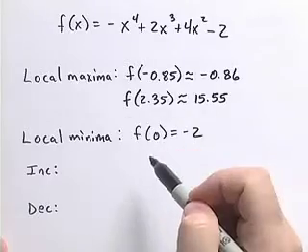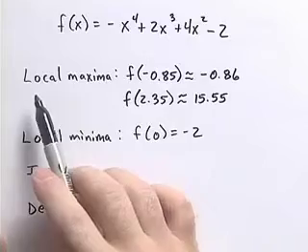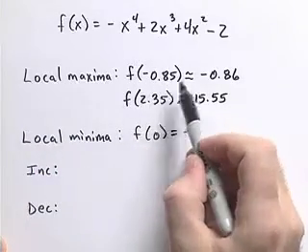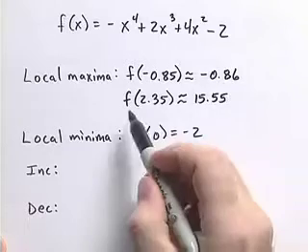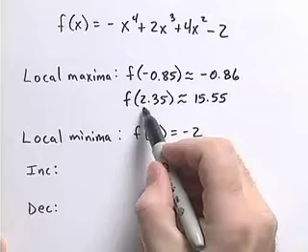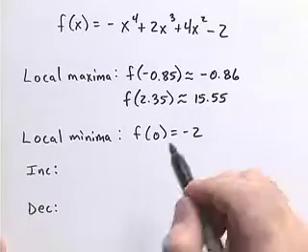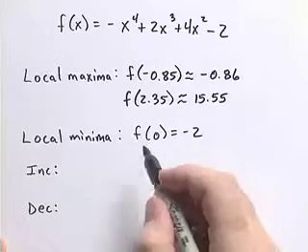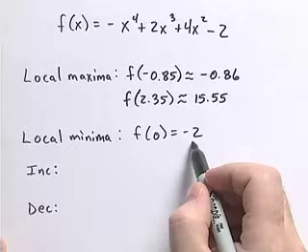So here we're going to summarize the information we found from our calculator. We've got our function. We found that there was a local maximum at x equal to negative 0.85, and that maximum value was roughly negative 0.86. We found another maximum at x equal to 2.35. The maximum value was roughly 15.55. We also found a local minimum that occurred when x was 0, and the minimum value was -2.